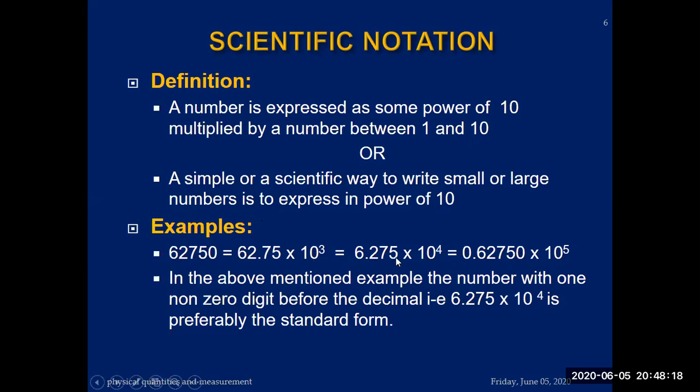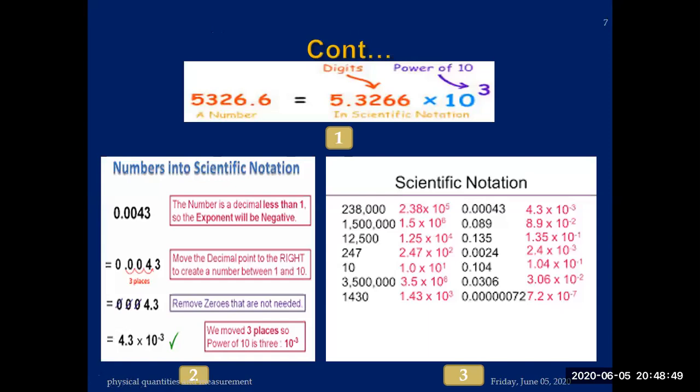Again, you can reduce it up to 10 raised to the power 4 by moving one more digit, and then you can also write it in this form. In the above-mentioned example, the number with one non-zero digit before the decimal, 6.275 times 10 raised to the power 4, is preferably the standard form. So a non-zero digit is preferable when you are writing scientific notation. These are some examples of writing scientific notation.